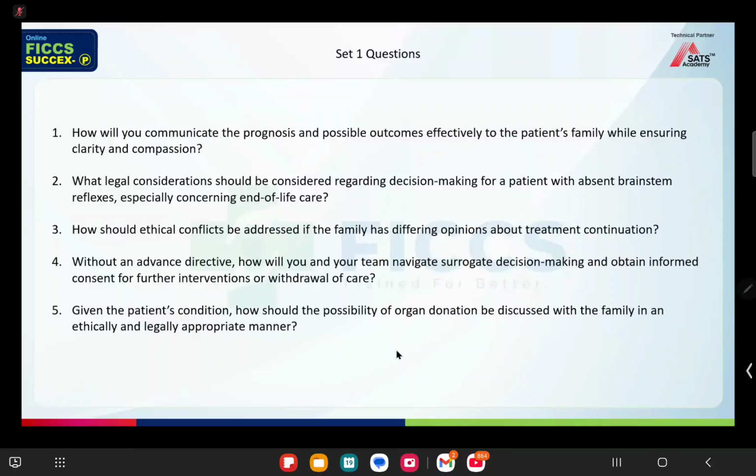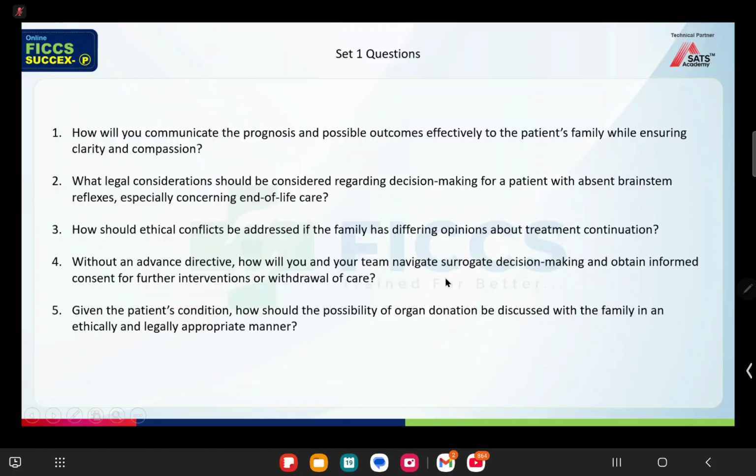Okay, third question. How should ethical conflicts be addressed if the family has differing opinions about the treatment continuation? So, there is a difference of opinion. Like three people are saying continue, two people are saying stop it. What will you do?